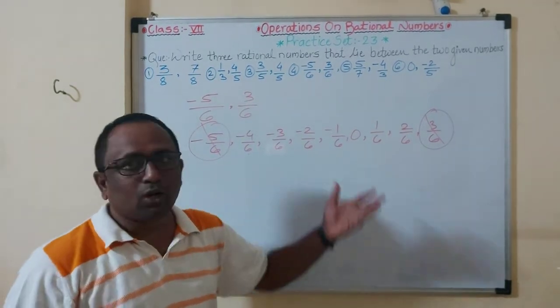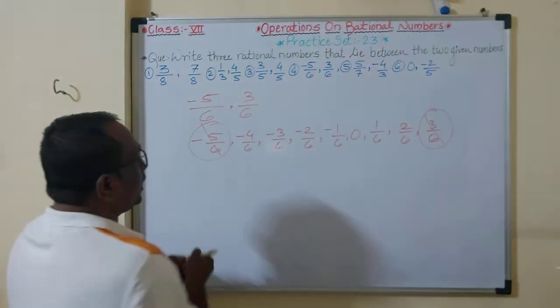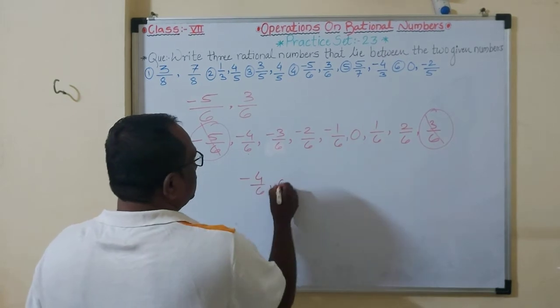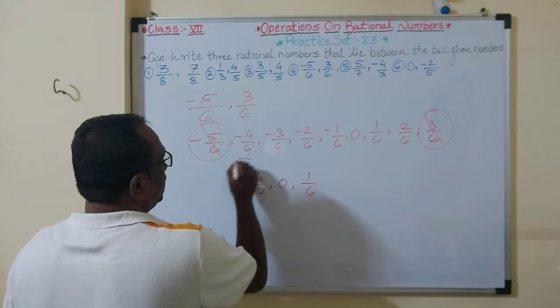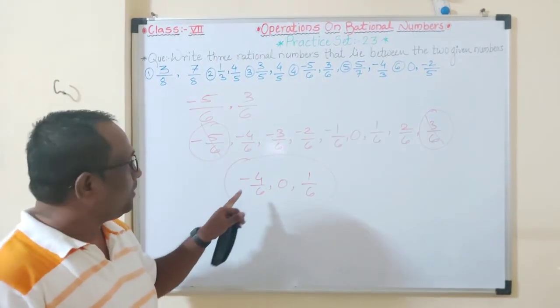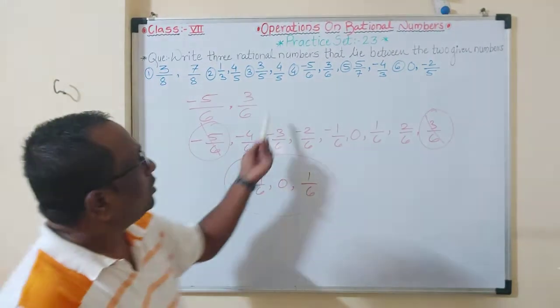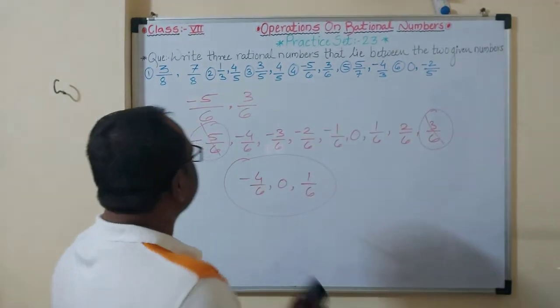So in between these you have to write any 3. Understood? Just write first one minus 4 upon 6, then I like 0 and 1 positive, that is 1 upon 6. But write the sentence, students, before writing this. So here that is simple. Now we'll see the next example.